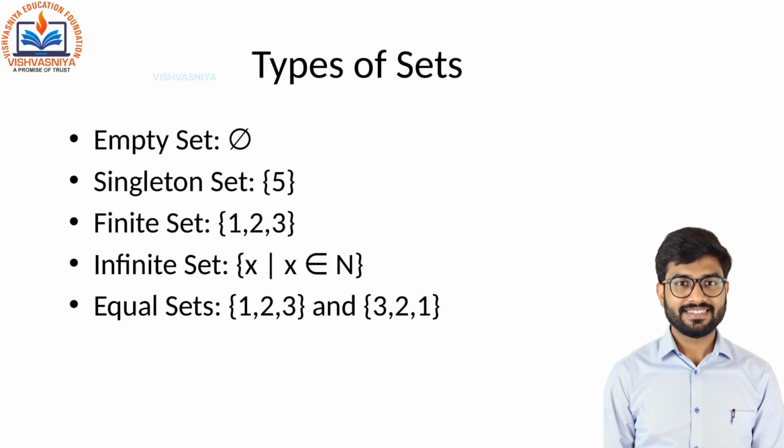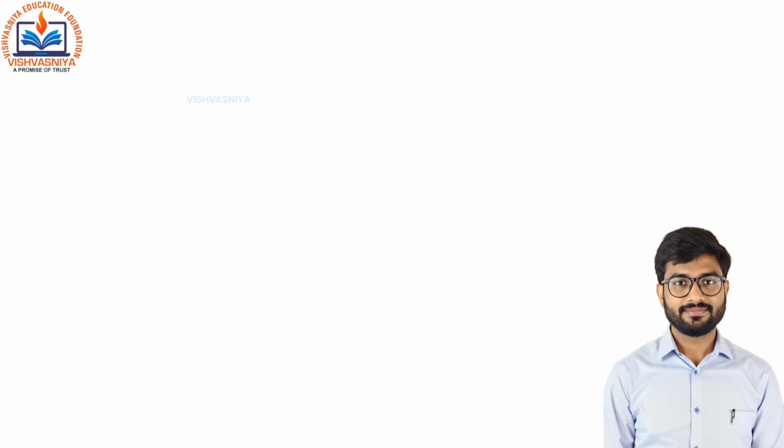Types of sets. Let's explore the different types of sets. Empty set has no elements. Singleton set has only one element, for example, {5}. Finite set has a finite number of elements, for example, {1, 2, 3}. Infinite set, {x : x belongs to N}. Equal sets have equal elements, for example, {1, 2, 3} and {3, 2, 1}.